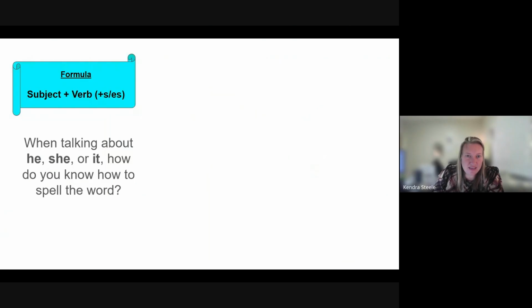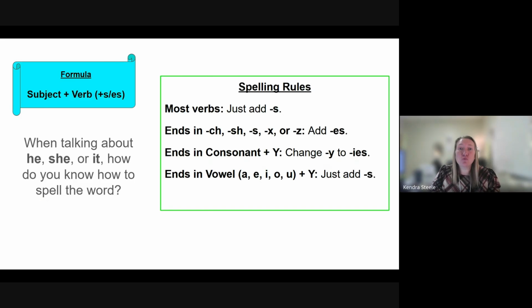Here's our formula again. So the big question is, when you are using he, she, or it, how do you know whether you need S or ES? How do you know how to spell the word, especially in writing? There are specific spelling rules for this verb tense and doing this to the ends of the verbs. So again, this is only for he, she, or it. Here are the spelling rules.